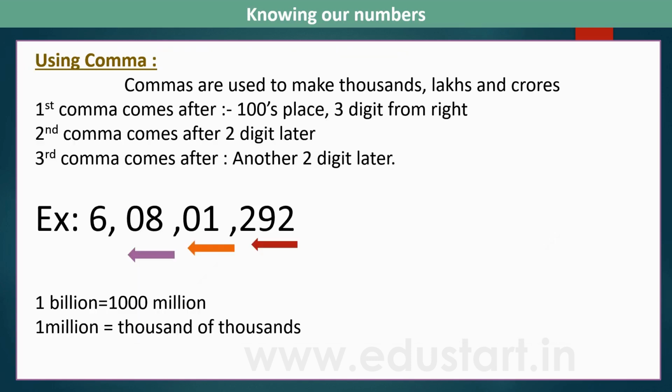Now let's use commas. Commas are used to mark thousands, lakhs and crores. So what is the rule? First comma comes after the hundreds place, 3 digits from the right. Second comma comes after 2 digits later. So here 3 digits gone, then comma, then another 2 digits. Third comma comes after another two digits. So 3, 2, then another 2 digits. Now 1 billion is 1000 million, 1 million is thousand of thousands. So these are the two things you need to remember.